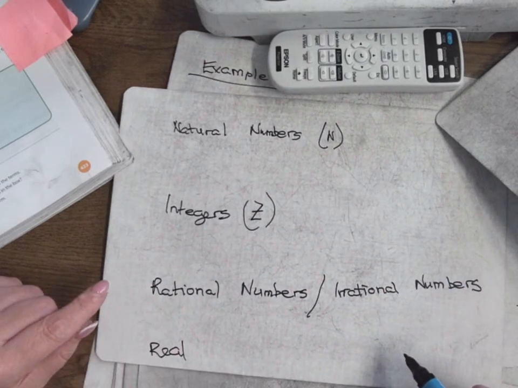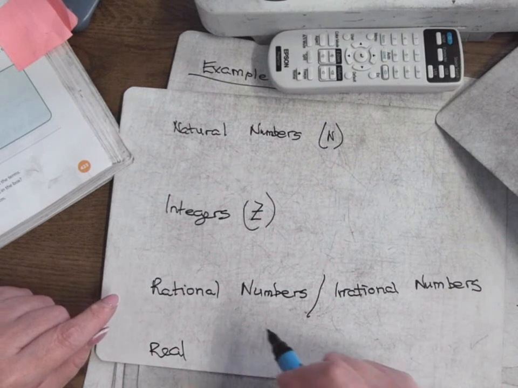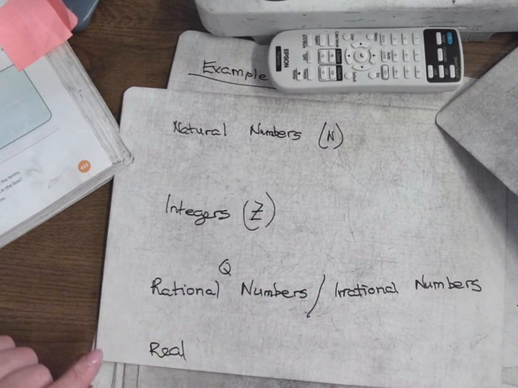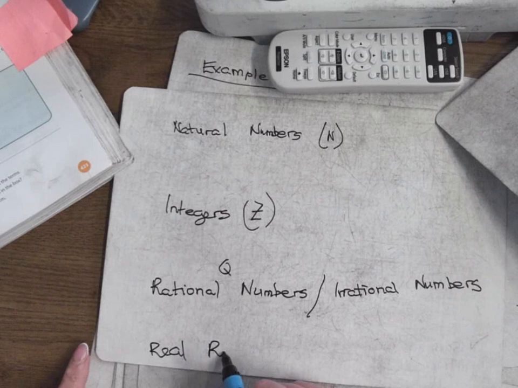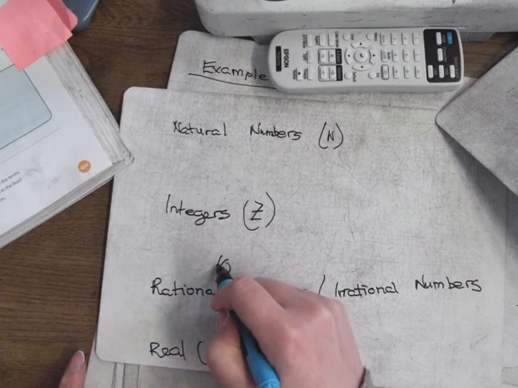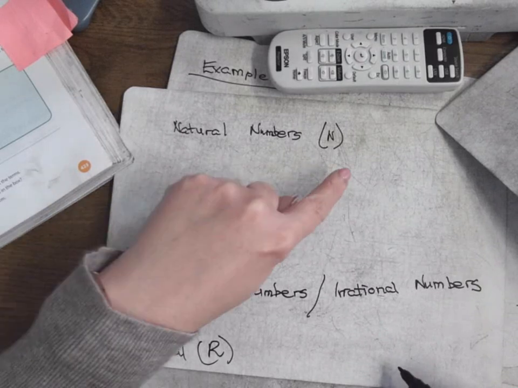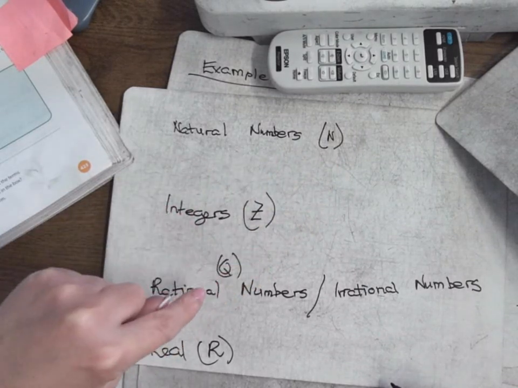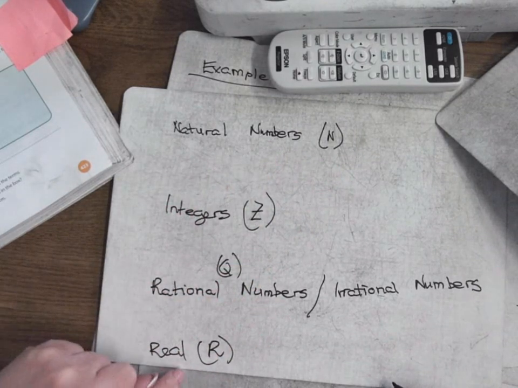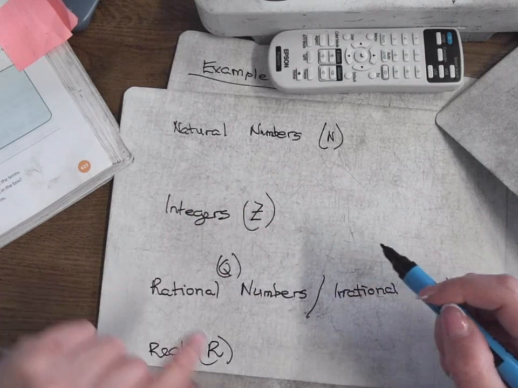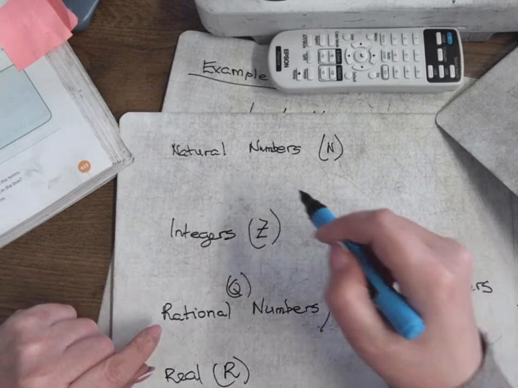Do you know what the symbol for rational numbers is? It's Q. And the symbol for real numbers, you can guess that one: R. Irrational numbers doesn't have a letter. So natural numbers N, integers Z, rational numbers Q, real numbers R. Natural numbers, tell me what natural numbers are.